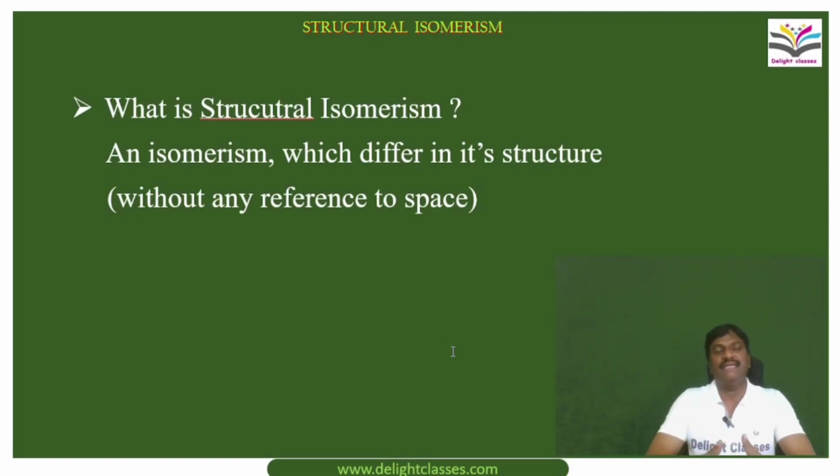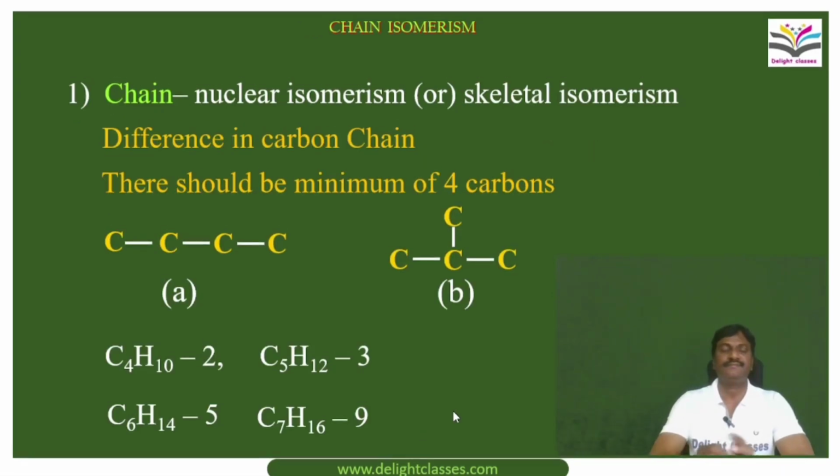Now, what is structural isomerism? Already we have seen what isomers are. Here, the isomers differ in structure. Those which differ in structure are known as structural isomers. The first one is chain isomerism. Chain isomerism is also known as nuclear isomerism or skeletal isomerism.